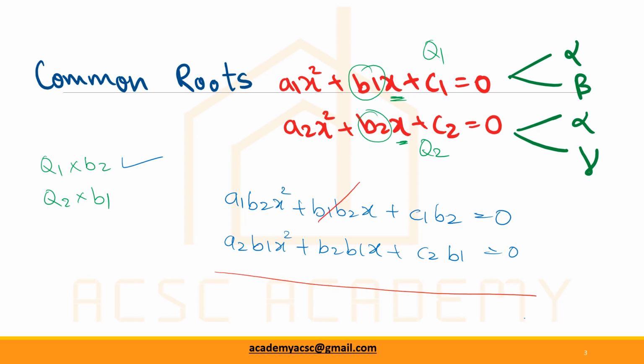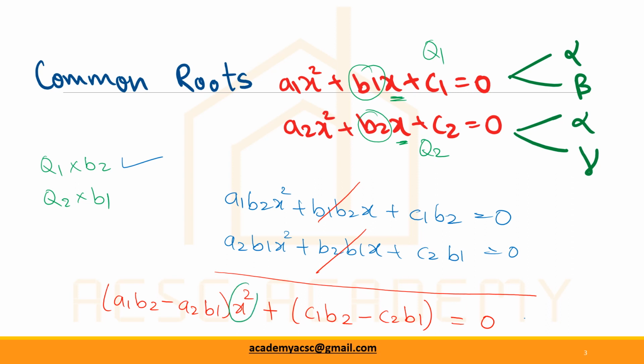This term will be eliminated and we will get a1 b2 minus a2 b1 x squared plus c1 b2 minus c2 b1 equal to 0. So from that, what can we see? We have got the value of x squared from this. What is the value that we have got?